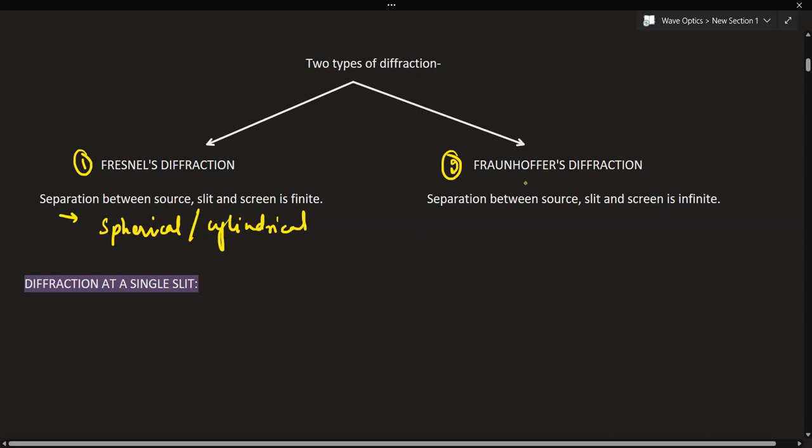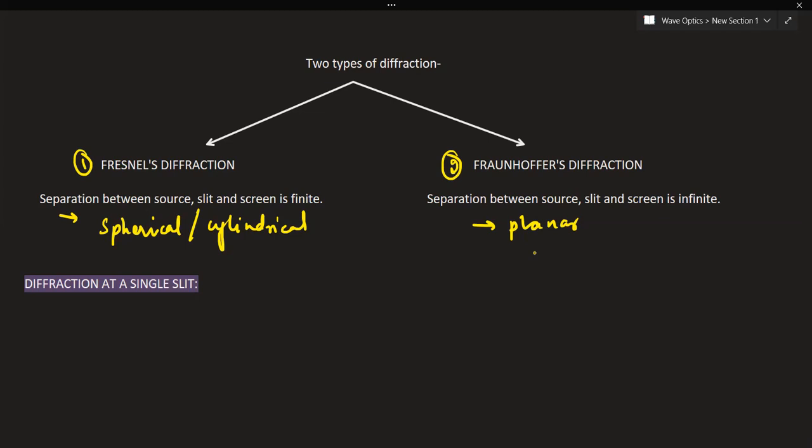Whereas in case of Fraunhofer's diffraction, the source and screen are placed at larger distances, effectively at infinity from the aperture or the obstacle, and a converging lens is used to observe the diffraction pattern. Since the source is placed effectively at infinity, the wavefront that we will be getting is the plane wavefront.